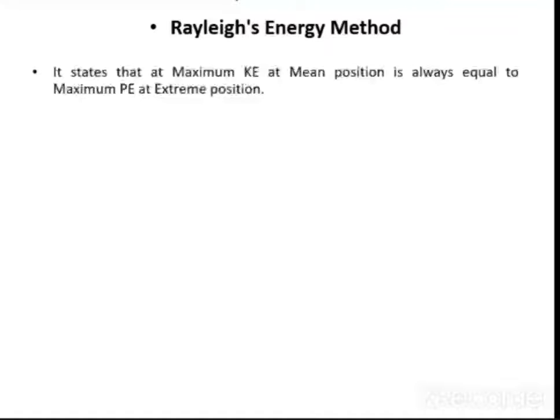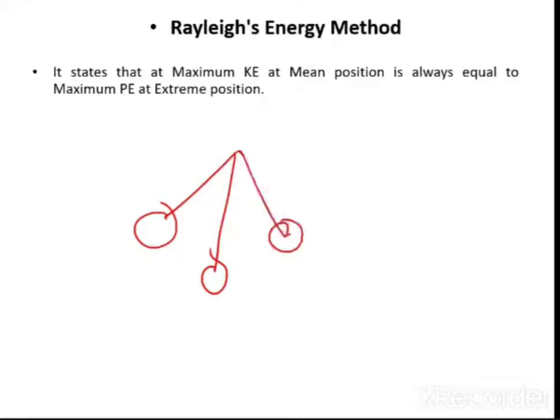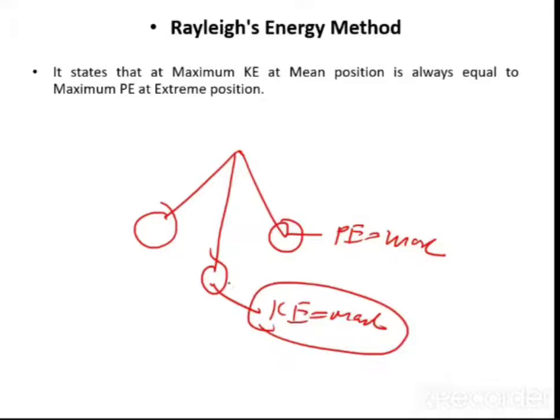Now you have understood the energy method. The modification of the energy method is Rayleigh's energy method. What is Rayleigh's energy method? It states that maximum. Now you know that I have already explained that. Let us say this is a simple pendulum. Okay. So at the extreme condition, your potential energy is maximum, and at the mean condition your velocity is always maximum. No? So at the mean condition, your velocity, your kinetic energy, is maximum. Okay, because your velocity will be maximum at the mean position, right? So here the kinetic energy is maximum.